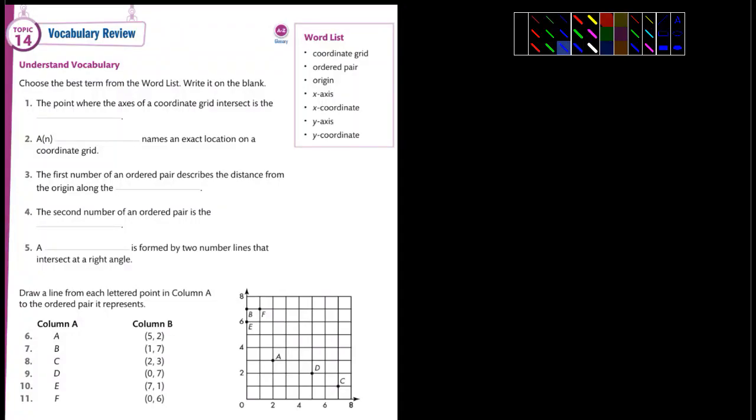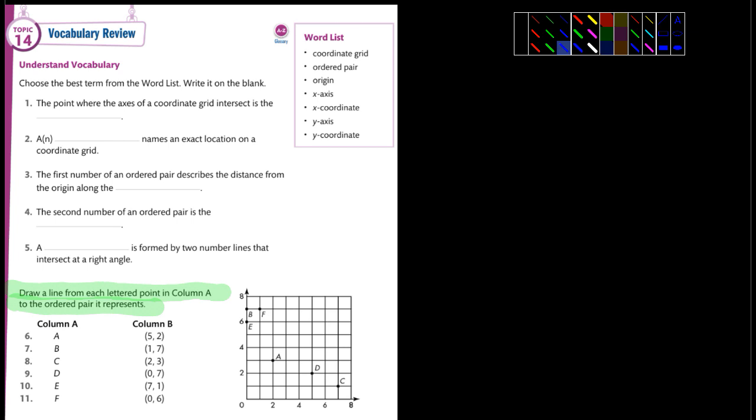Okay, fifth graders, end of chapter 14. These are the pages that I want you to do, starting with the vocabulary review. I want you guys to do 1 through 5. You've got a word list you can draw from. And then you can do 6 through 11. It says, draw a line from each lettered point in column A to the ordered pair it represents. All right, you guys should be able to do that.